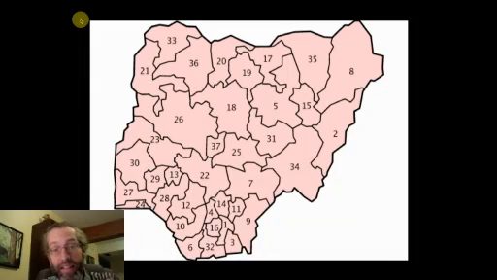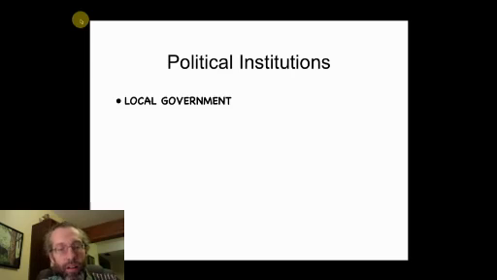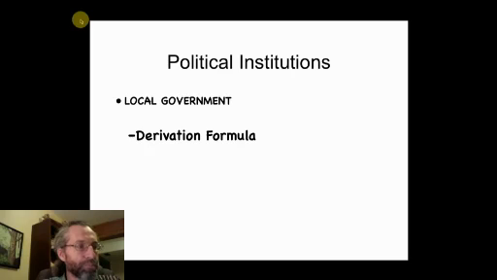If you break up each of these states, you also get the local units, of which we have more than 800. The biggest issue when we talk about local government, states, or even more regional than that, is this idea of the derivation formula. Where does the money come from? The federal government controls what they call the purse strings. The money comes from Abuja. There aren't state taxes being collected. It's very different from what we're used to here in the American system.